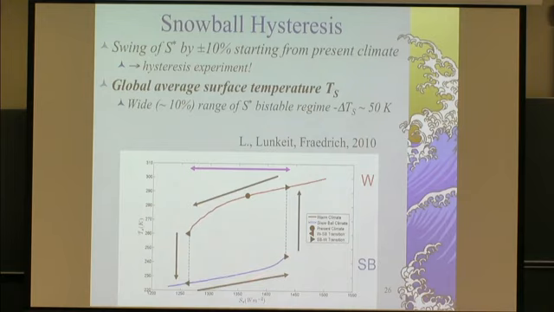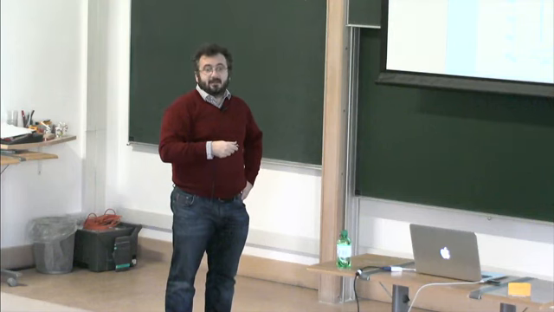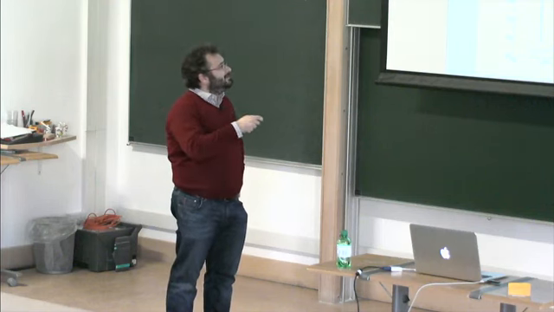The classical way of showing this is plotting against temperature. Here I have a very strong bifurcation. Here the planet is entirely ice covered. Yes? What is the resolution of the model? This is a T21 model, so it's a resolution of the order of 5 degrees. But this feature is very robust.